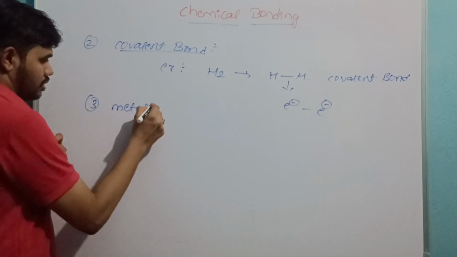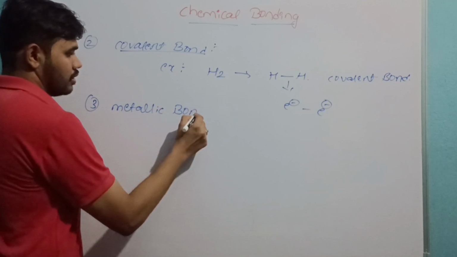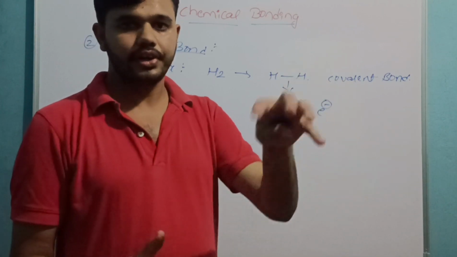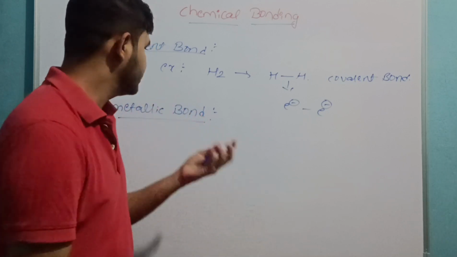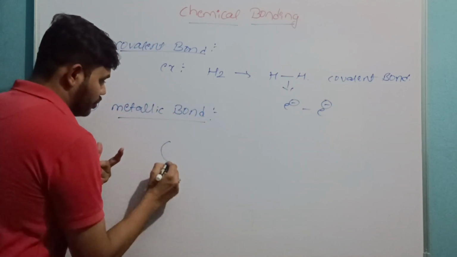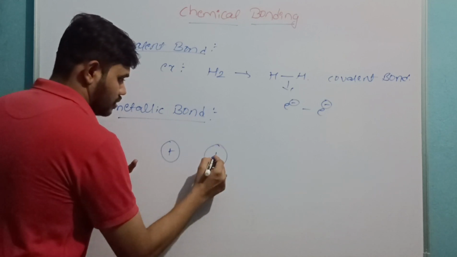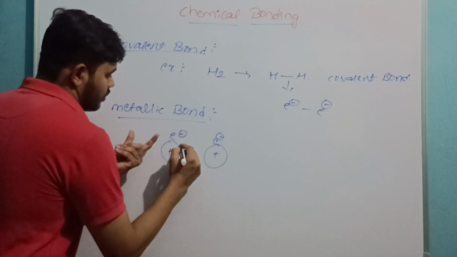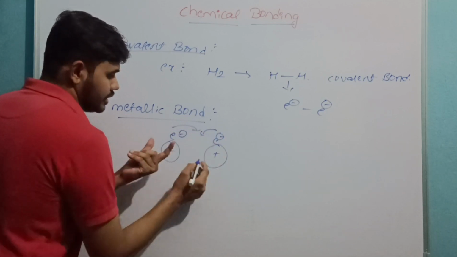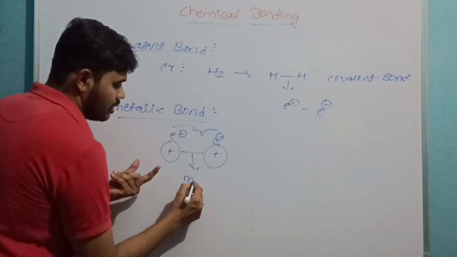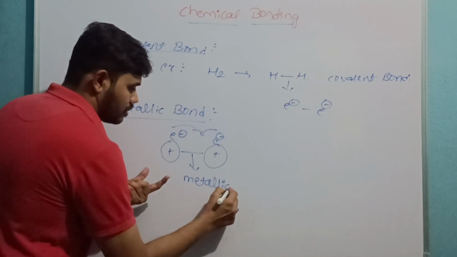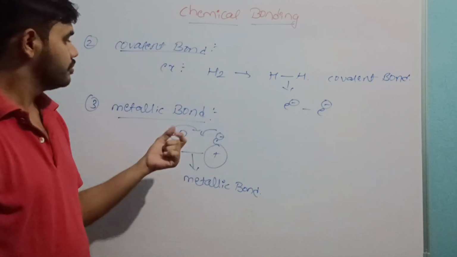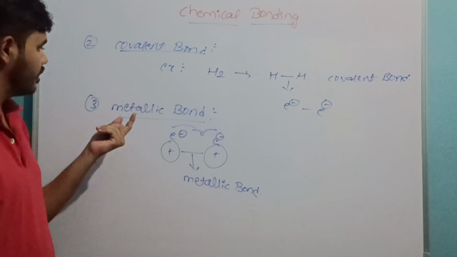metallic bond. We already know that metals have the property to donate electrons and non-metals will accept electrons. Here, for example, two metals are there, and they will donate electrons in different directions, and the bond present in between is called metallic bond. These are the different types of bond: ionic bond, covalent bond, and metallic bond.